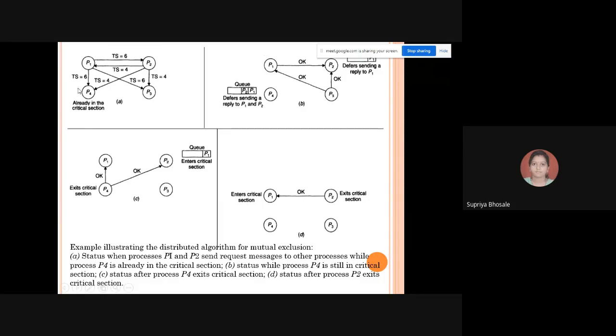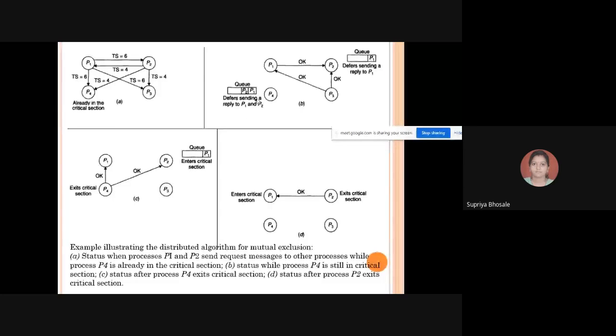But here P4 is already in the critical section. So what he will do, he will put the entries for P1 and P2 in his queue, deferring the reply to P1 and P2. So P1 and P2 will be in P4's queue. Also P2 will put P1 into its queue. Why? We have seen that P2 has the timestamp of 4 and P1 has the timestamp of 6, right? So the timestamp of 4 will be executed first and then 6. That is why P2 will put P1 into the queue.